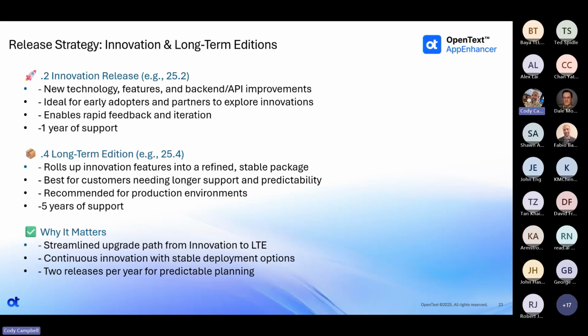And so right now we've got our innovation release at 25.2 and 25.4, which is coming out in a couple of weeks, is the long-term edition of that. And so all the features in 25.2 roll up into it, and then there's obviously some of the new ones that I just showed you. But that's the goal for that, and it just helps you with some more predictability in your planning, and it helps us get new advanced or innovative features out there more quickly for people to test.